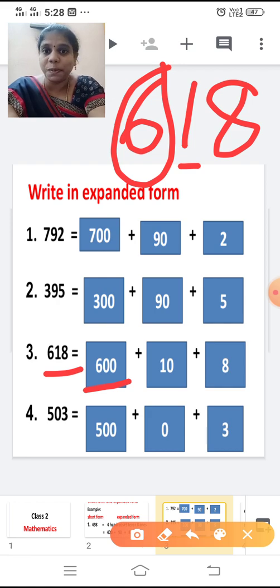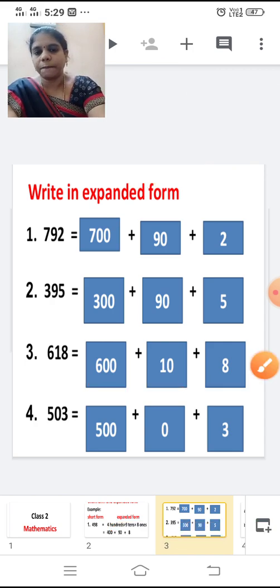Then 1 is in which place? It is in the tens place, right? So 1 into 10, 10. 600 plus 10 plus 8 in the ones place, 8 into 1, 8. So the answer is 600 plus 10 plus 8. When you write 618 in expanded form, the answer is 600 plus 10 plus 8.